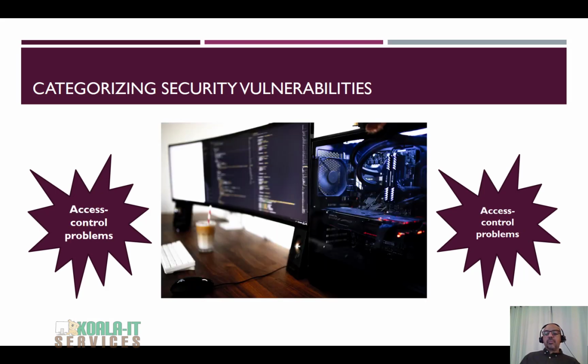Access control problems. Access control is the process of controlling who does what and ranges from managing physical access to equipment to dictating who has access to a resource, such as a file, and what they can do with it, such as read or change the file. Many security vulnerabilities are created by the improper use of access controls.